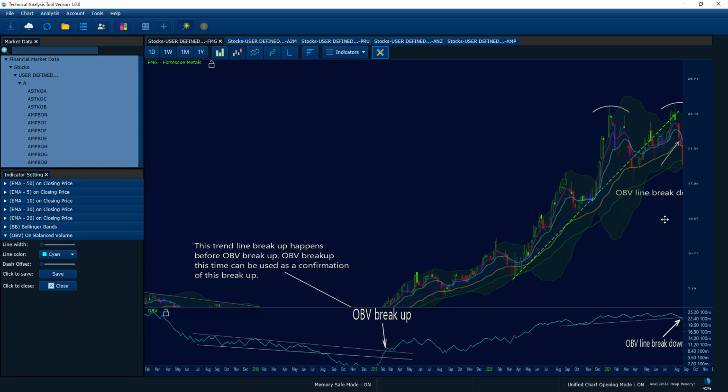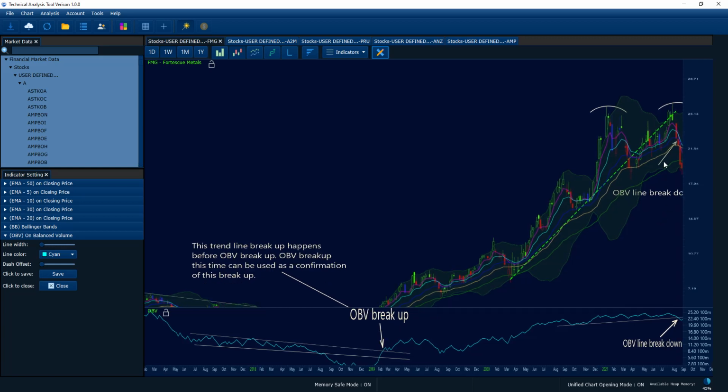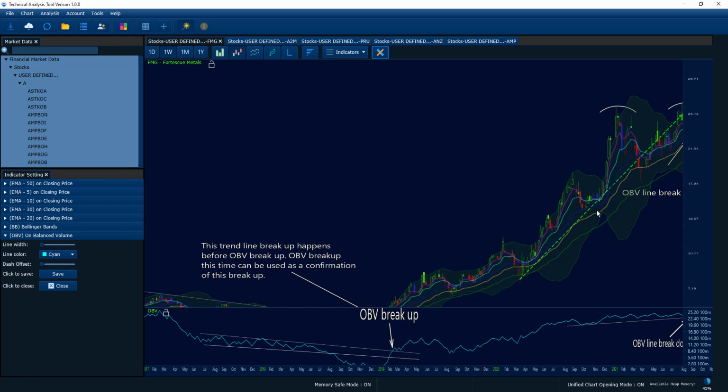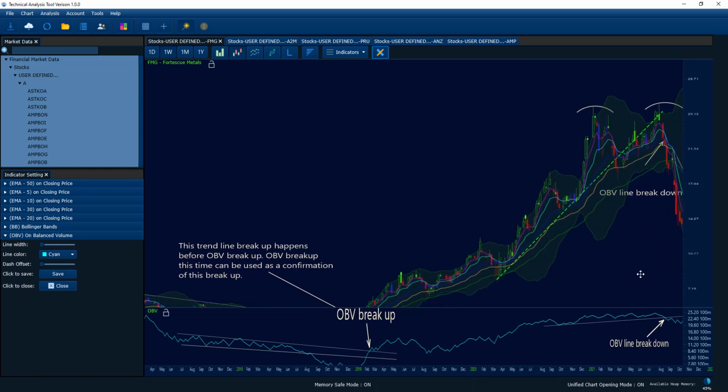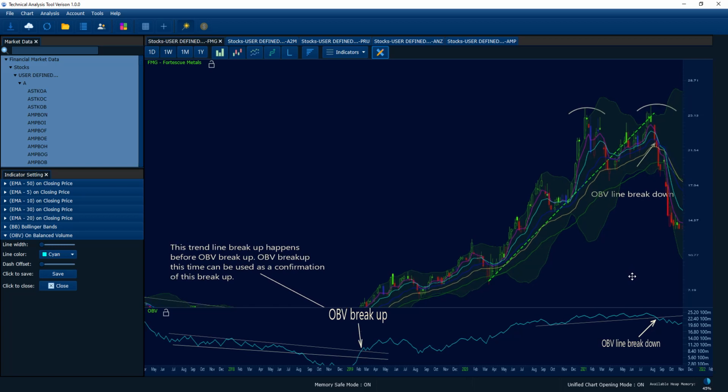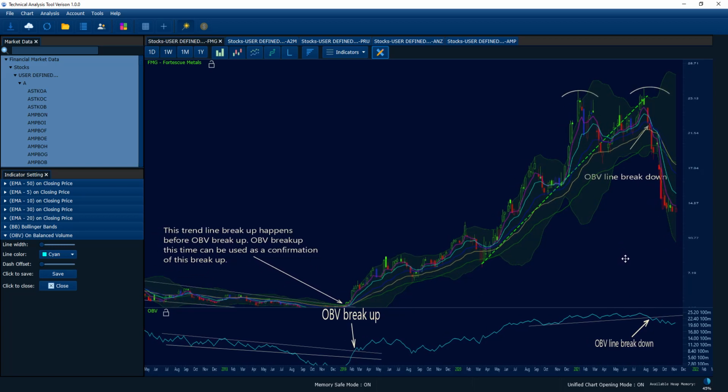Once you sell it, as you can see, the price breaks down the trend line on the chart, and also breaks down the OBV trend line, and then you will have a very steep fall for this particular security. Okay, I think you guys got what I mean.